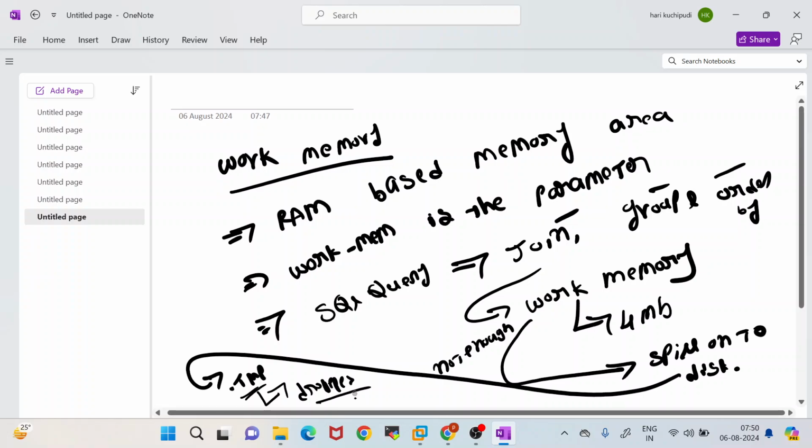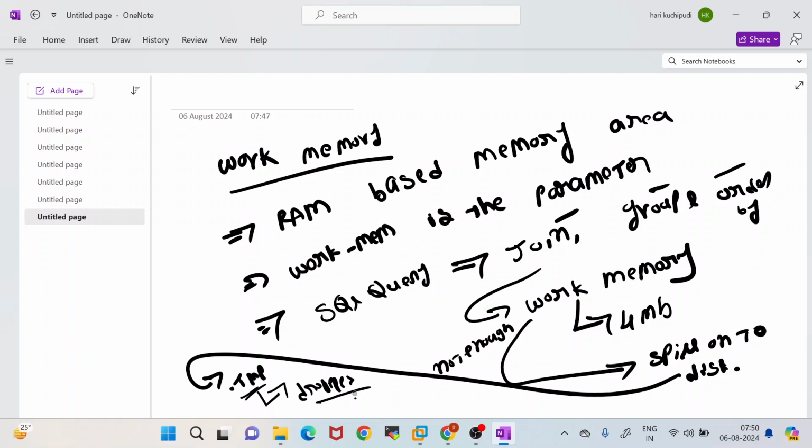The lifetime of the .tmp files is limited to that session. Once the query is completed, those .tmp files will be removed or dropped automatically.